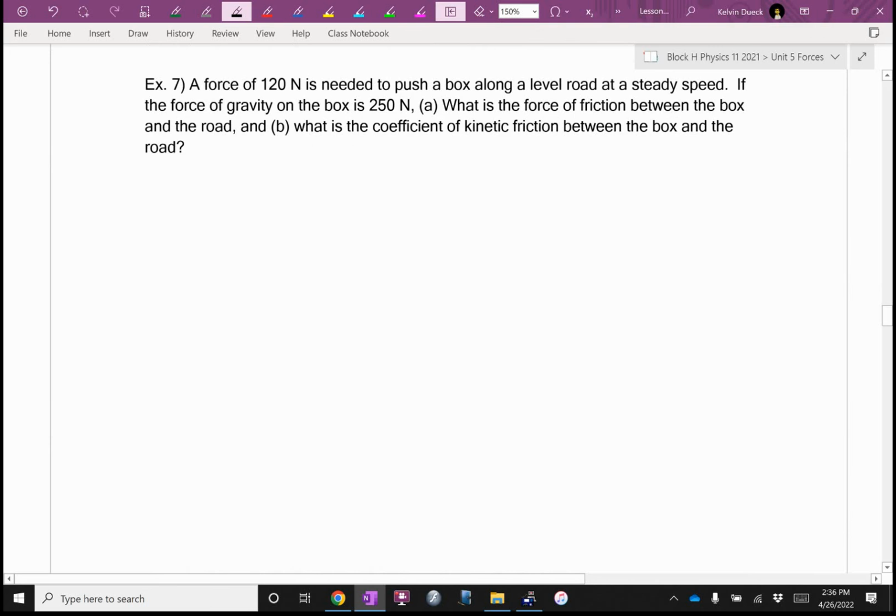You've been very patient. A force of 120 newtons is needed to push a box along a level road at a steady speed. Eric, of course, I would underline steady speed. That tells me an awful lot. If the force of gravity on the box is 250 newtons, Aiden, what does A want me to find? Force of friction. Don't write this down.